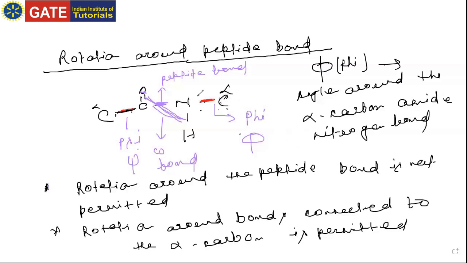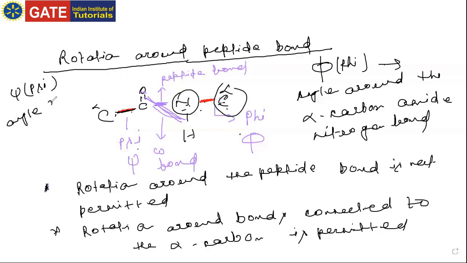Okay, alpha carbon, amide nitrogen. This alpha carbon, this amide nitrogen. The angle between this is called phi. What about psi? What will we write? The angle around the alpha carbon and carbonyl carbon bond.